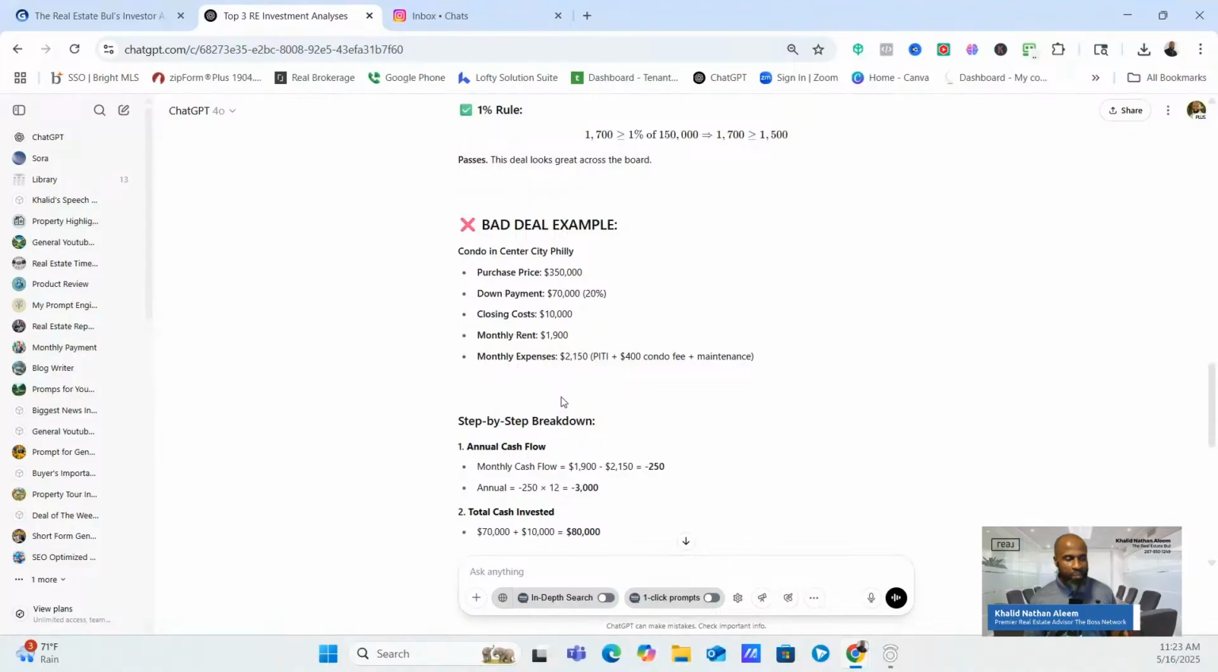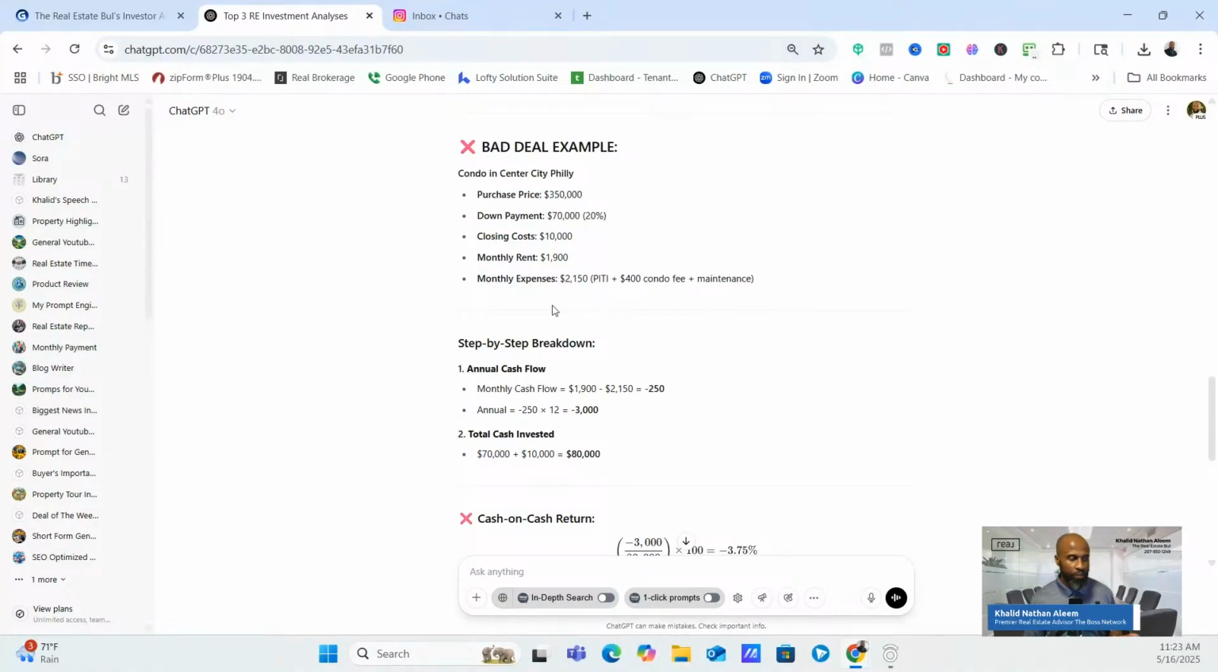Now let's look at a bad deal example. All right, say we're looking at a condo in Center City for $350,000, a very small condo, 1 bedroom, maybe a studio. The down payment is $70,000. Closing costs are $10,000. The rent is $1,900, and here are the monthly expenses.